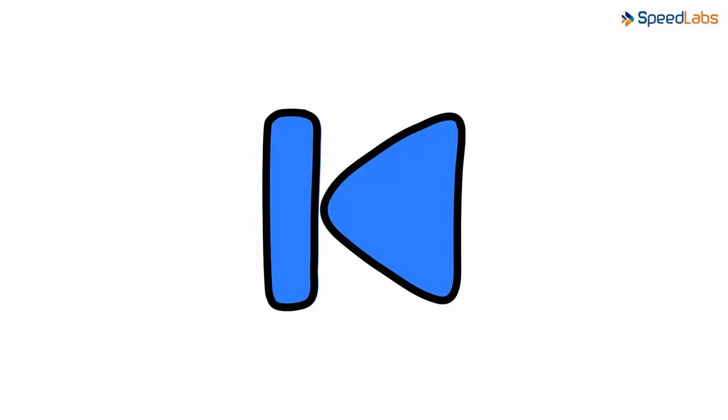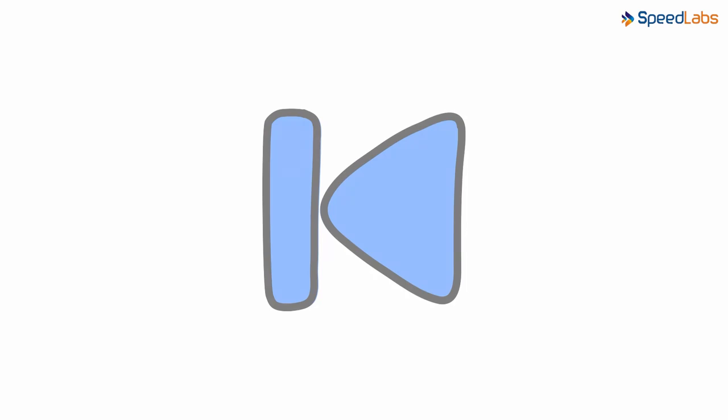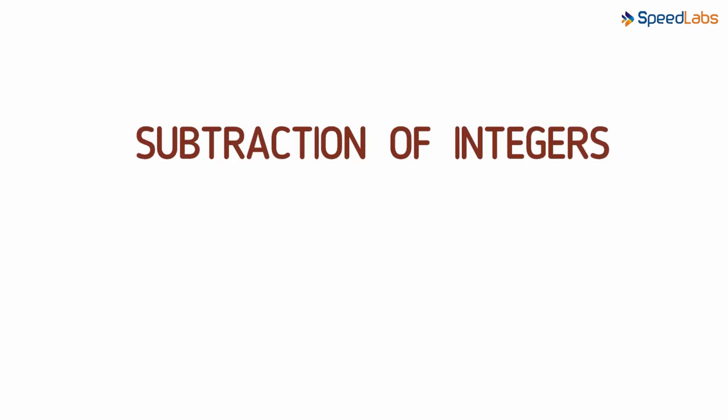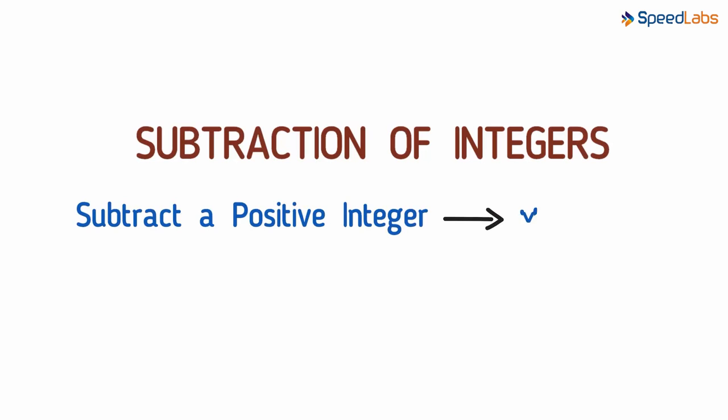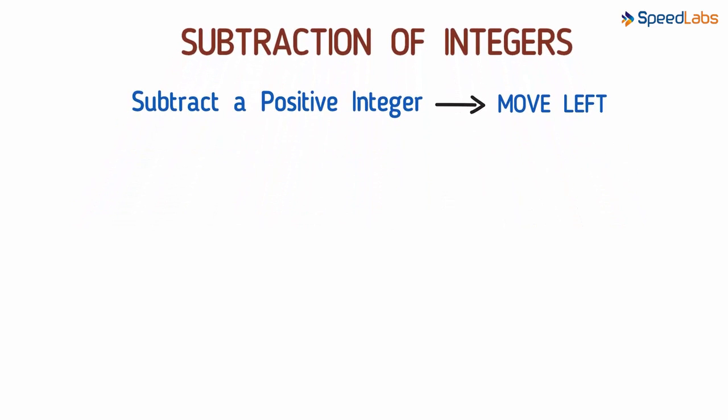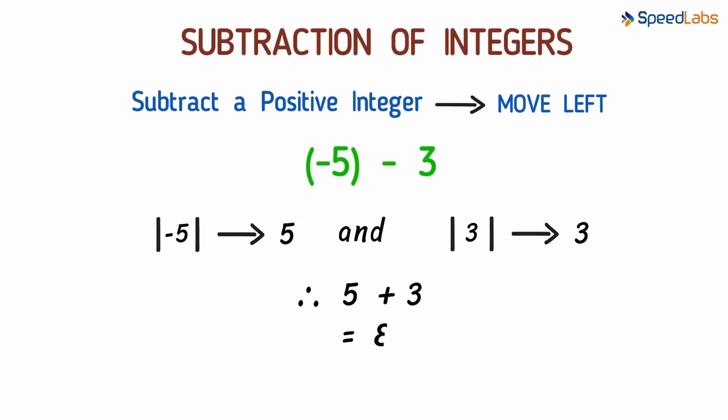In our previous video, we discussed the following important points about subtraction of integers. To subtract a positive integer, we always move towards the left on the number line. If the signs of the integers are different, then to find their difference, we first add their absolute values. And then we give the sign of an integer corresponding to the higher absolute value. Here, the greater absolute value is 5. Therefore, we use its sign to write the final answer.